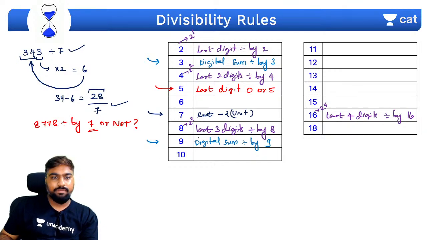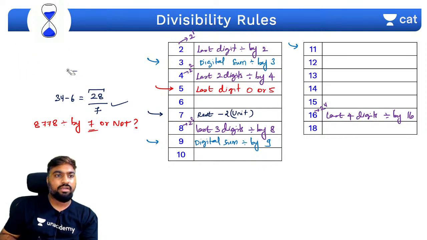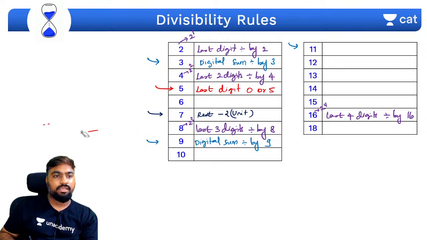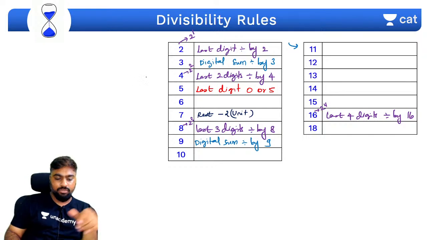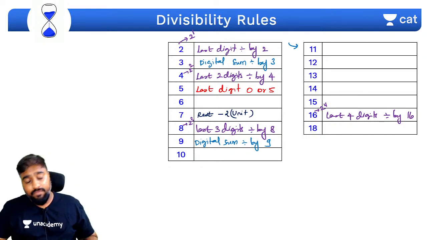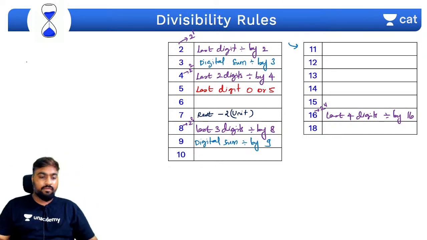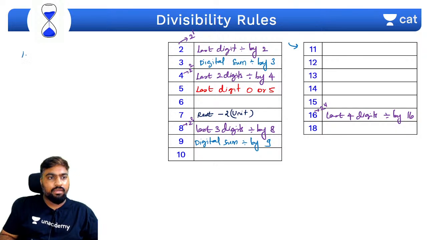Now what's our next prime number? 11. Let's go with 11 now. What's the rule with 11? Very interesting rule we have for 11. You take the alternate numbers, find the sum of the alternate numbers, and take their difference. If the difference is divisible by 11, then it is. Let's take a very simple example. 121. We know 121 is 11 square, right?